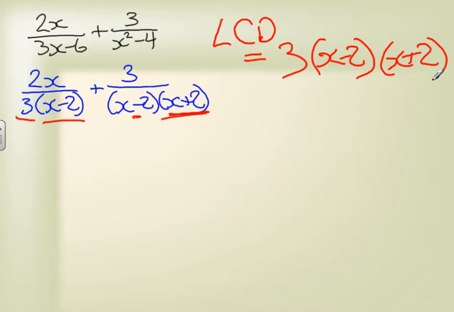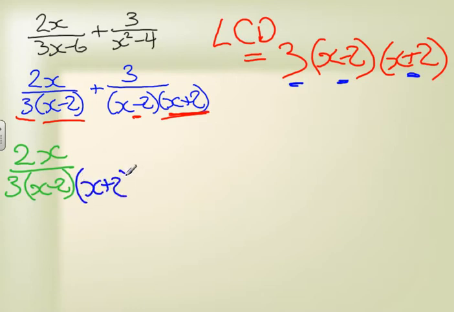So now to do my LCD, I'm going to do the left-hand side first. 2x over x minus 2. That's just what we had before. Now I look at my LCD. There's a 3, and I've got a 3. I'm good. There's an x minus 2, and I've got an x minus 2. I'm good. What I don't have is an x plus 2. So I'm going to times the bottom by x plus 2.